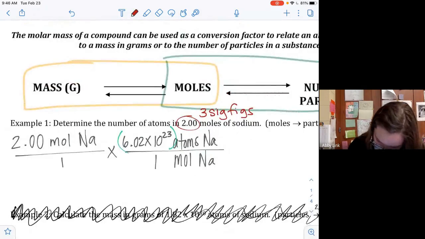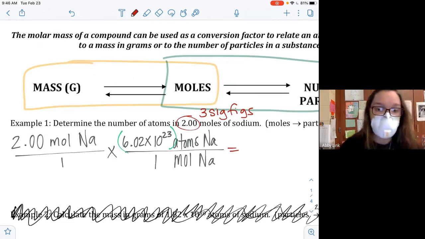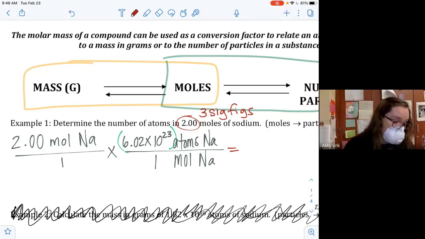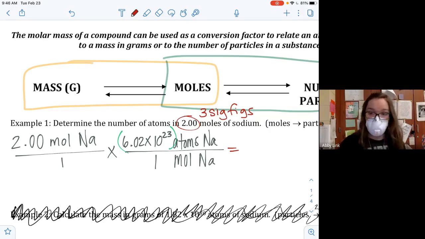Why don't you go ahead and take a moment, type this into your calculator, and see what answer you come up with, rounded to 3 sig figs. I will warn you, you are probably going to have an answer written in scientific notation. See what you get in your calculator and then type it into the chat.